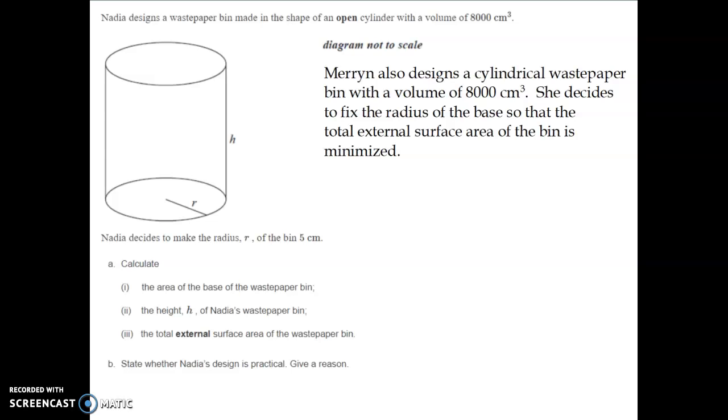So question A says calculate the area of the base of the waste paper bin. So I see that the base of the waste paper bin there is a circle. I remember that the area formula for a circle is pi r squared, and they give me r to be 5. So I'm going to substitute that in there. And I already typed this in my calculator to save us some time. To 3 sig figs, this is going to be 78.5 centimeters squared. And again, be really careful to put your units on there because you don't know when a unit penalty is going to come.